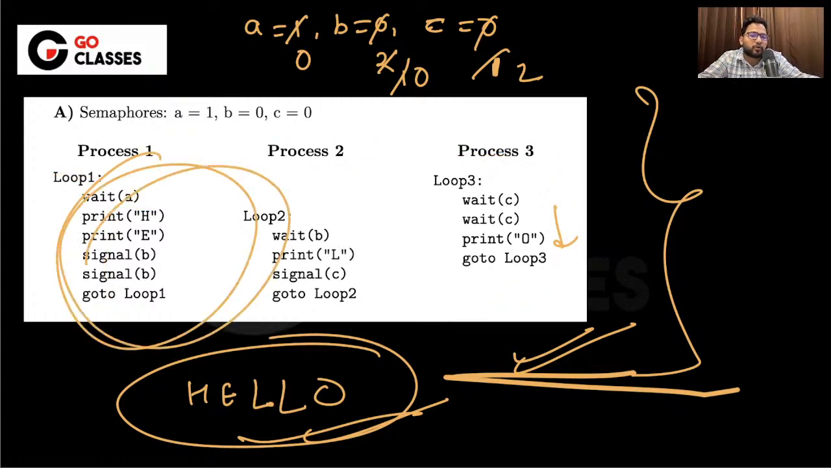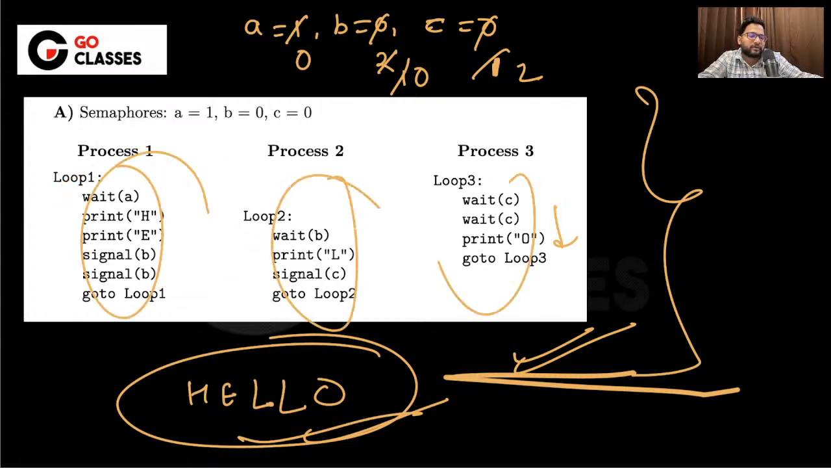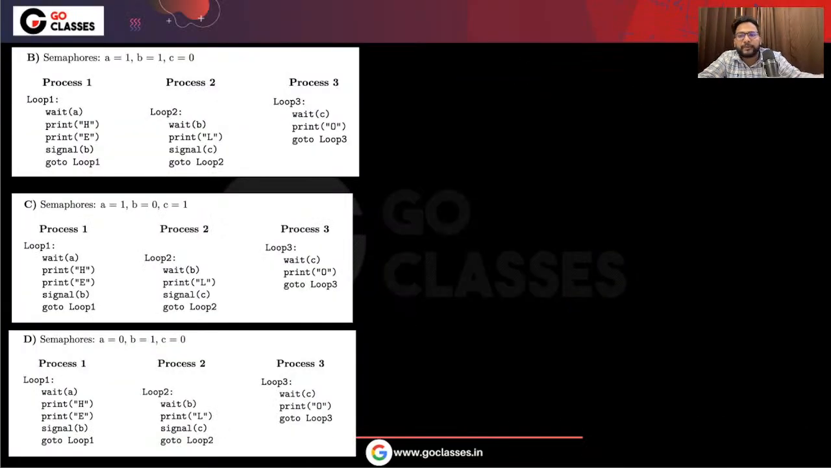Once everything is 0, you can't just do this again. So even though you're looping, it will be printed exactly once. Okay, now let's see option number B.